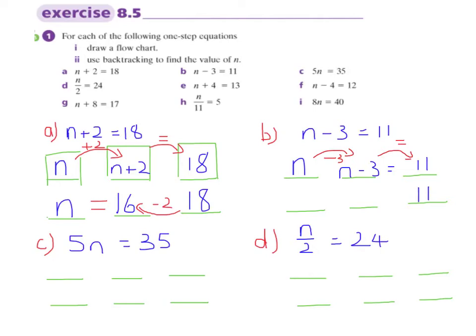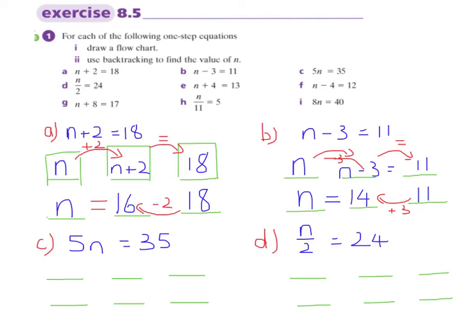So now I'm going to do my backtracking. So I put my 11 underneath. What was my backtracking? What's the opposite to take 3? +3. So it was take 3 there, it was +3 here. So 11 plus 3 is 14. So what does that mean? It means n equals 14. So there's my answer, n equals 14.